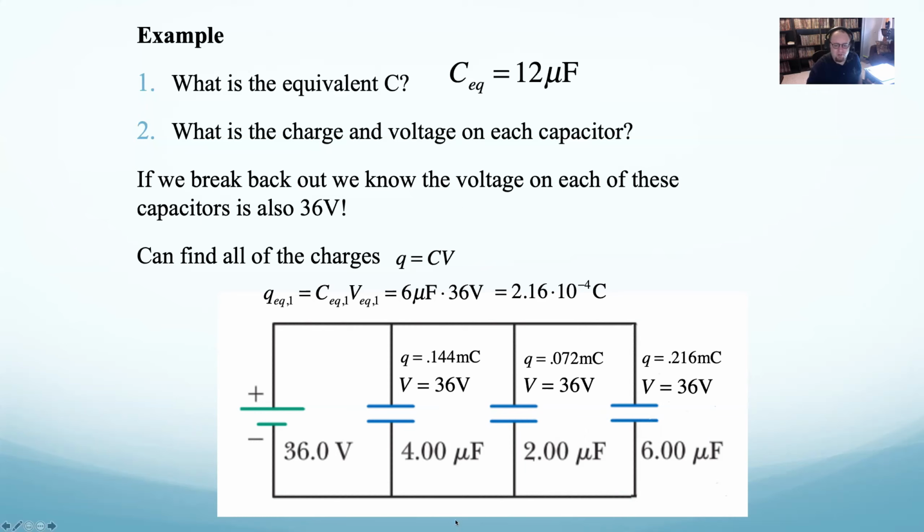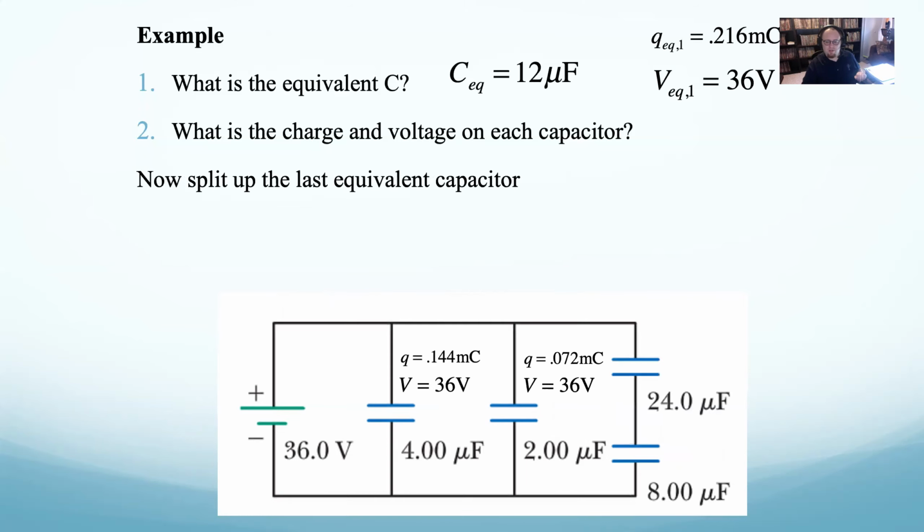If you go back to where we started, that was 2 capacitors in series, really, right? That 6 microfarad capacitor doesn't really exist. That's just the equivalent. So I want to say, you know what? I should split those back up. I should say that last capacitor really was a 24 microfarad and an 8 microfarad. But here's the thing.